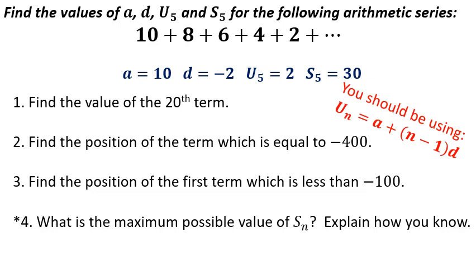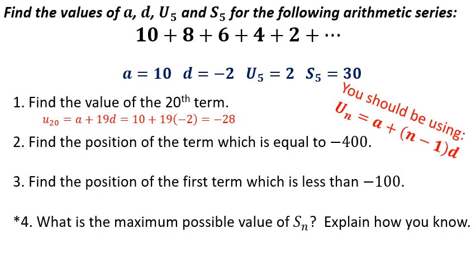All right, for the first question, the value of the 20th term, we're going to need to use the un formula. And if it's the 20th term, then n is 20. We put in u20, which is a plus n minus 1 d, in other words, a plus 19d in this case. But we also know the values of a and d.